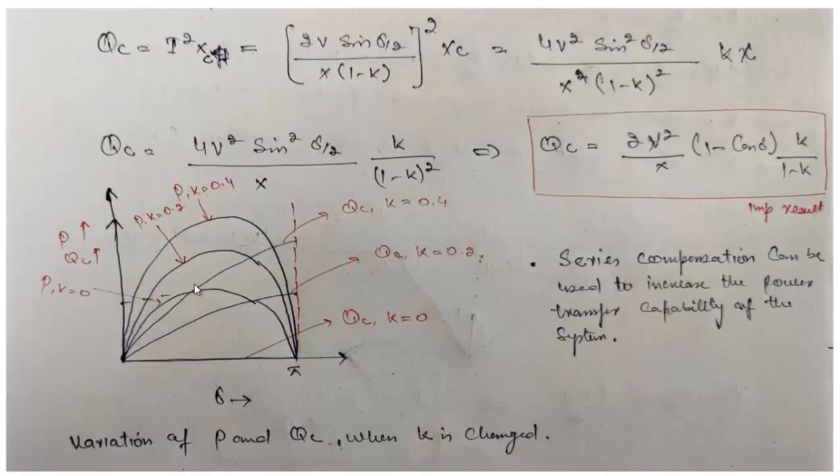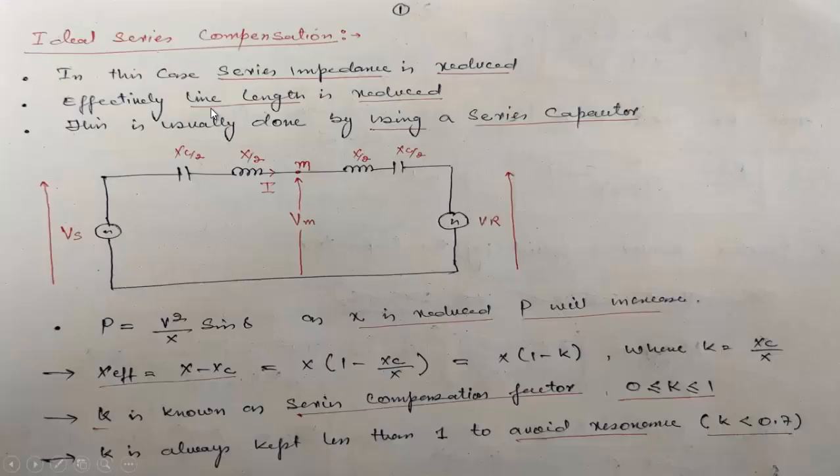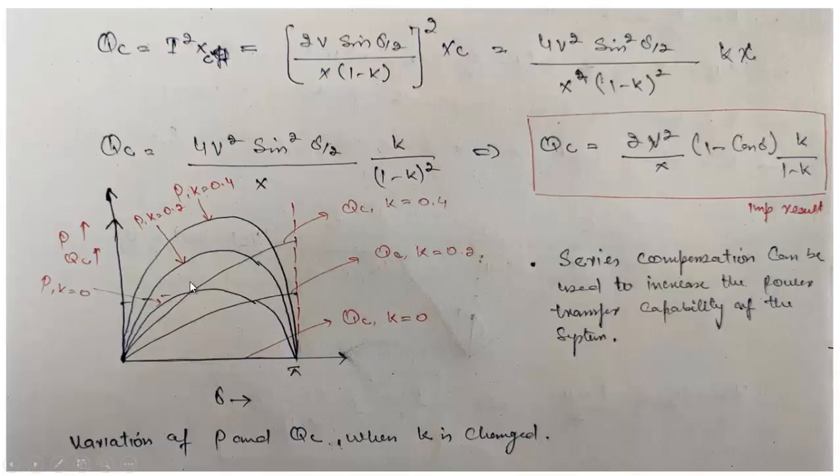Now the reactive power supplied by the capacitor is equal to I squared xc. You can see from here the total reactive power supplied will be I squared xc by 2 plus I squared xc by 2, so the total will be I squared xc. This I we have already calculated: it comes out to be twice V sine delta by 2 over x into 1 minus k. So that will be equal to 4V squared sine squared delta by 2 over x squared into 1 minus k whole squared. This xc is equal to k into x, because k is equal to xc by x, so this x and this x will cancel out.